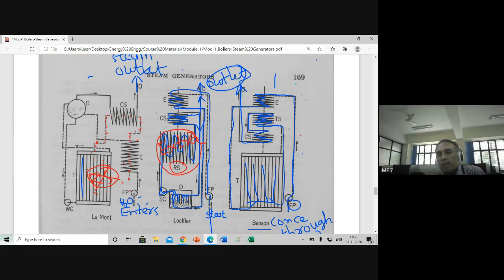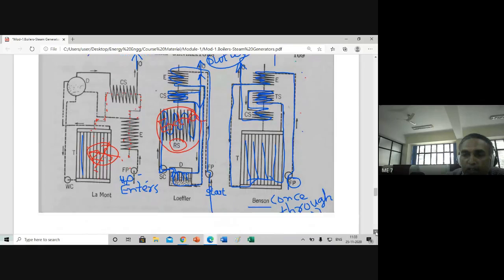So there is only one direction of flow. That is why it is called the once-through boiler. The Benson boiler is used in most industries. However, hybrid boilers are also there. Just to say, the Benson boiler is mostly used.